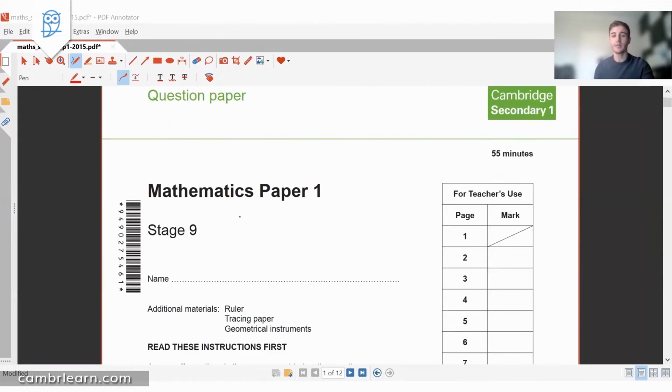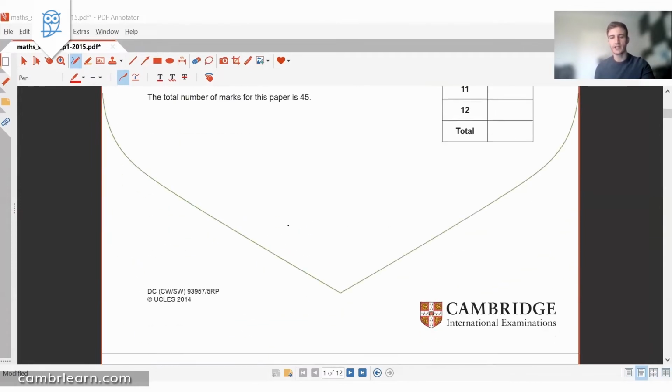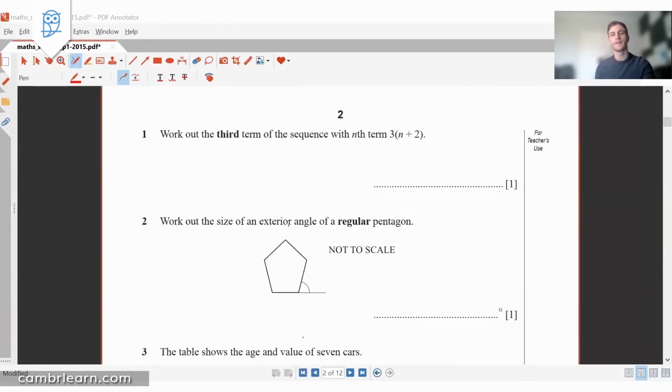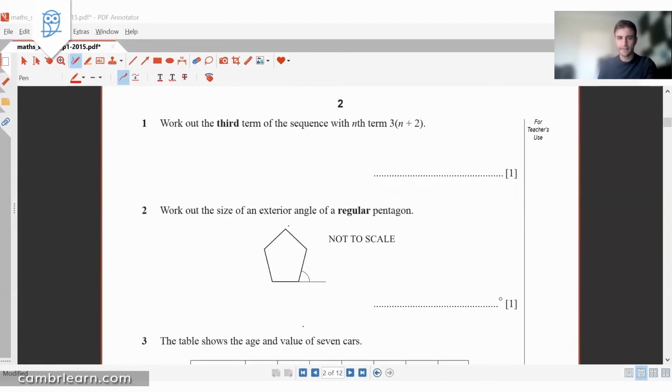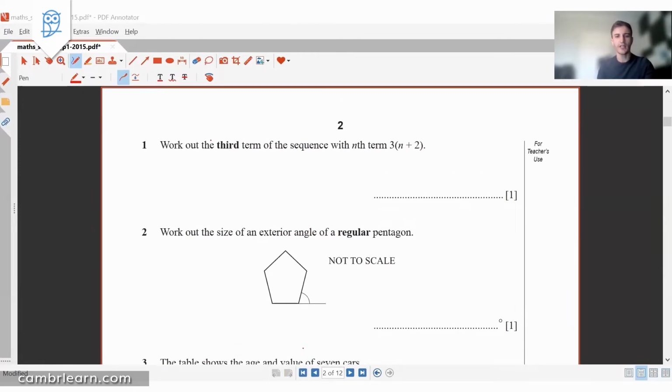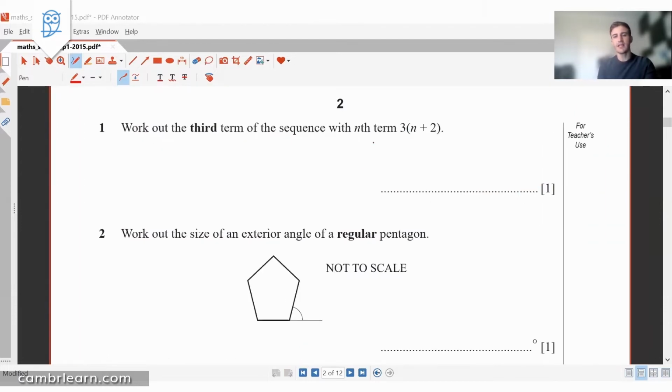This is how the paper will actually look when you finish this course and want to move on to IGCSE. Let's look at question 1. Work out the third term of the sequence with nth term 3n plus 2. They are giving me the nth term, Tn equals 3 times n plus 2. They are asking for the third term of the sequence, so they are asking for T3.